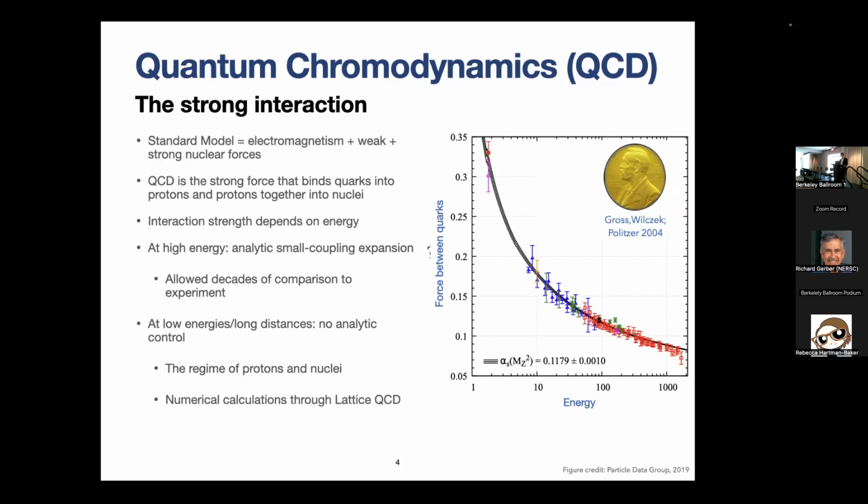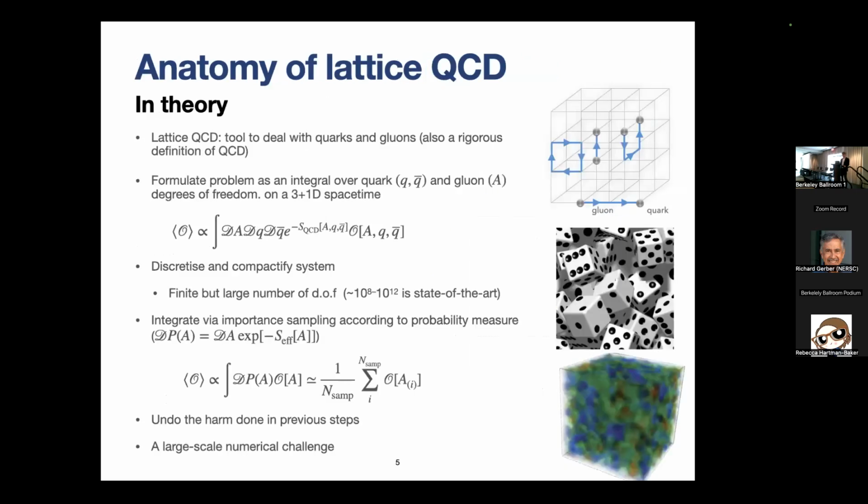seeing that it describes what goes on. However, if you go to low energies, order 1 in this dimensionless plot here, you find that this coupling becomes large and there's no way you can do a perturbative calculation. And so you have to turn to numerical calculations, and the approach that's used is known as lattice QCD. So this is a tool with which to deal with the quarks and gluons, and really it provides a rigorous definition of the mathematical theory.